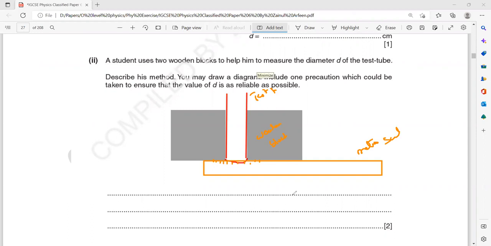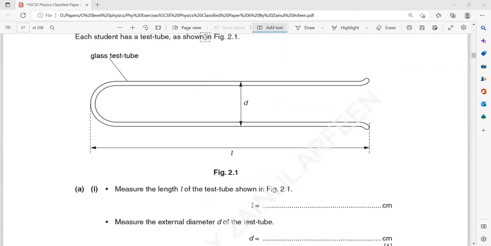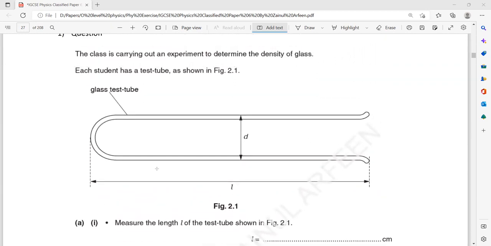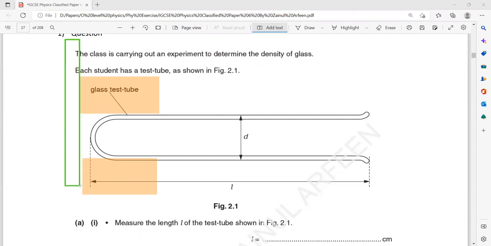But what if you place a test tube horizontally, then how should it be placed? If this is the first wooden block, then the second wooden block, and then you should place a scale or the ruler, the meter rule next to this. So a meter rule or the meter scale should be placed next to this, like this.